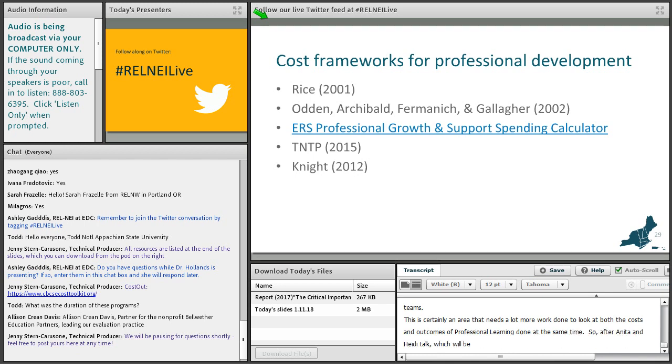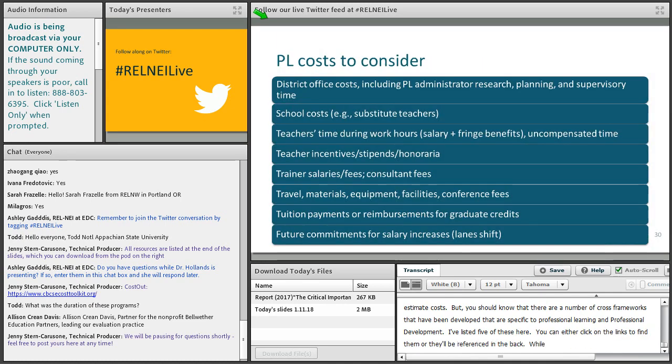So after Anita and Heidi talk, which will be in a couple of slides' time, I will be going into detail about how to estimate costs. But you should know that there are a number of cost frameworks that have been developed that are specific to professional learning or professional development. And I've listed 5 of these here. You can either click on the links to find them or they'll be referenced in the back.